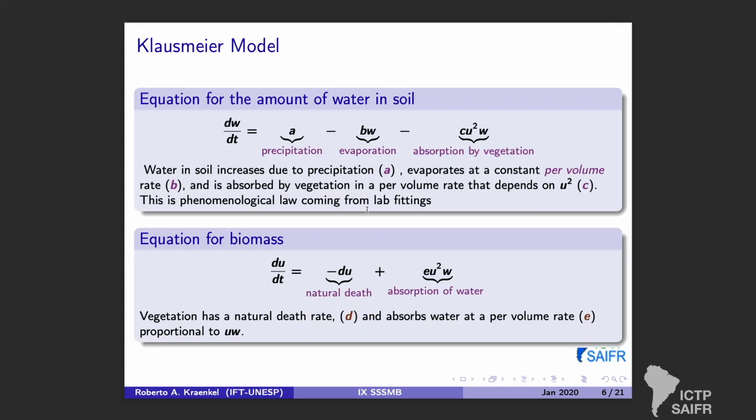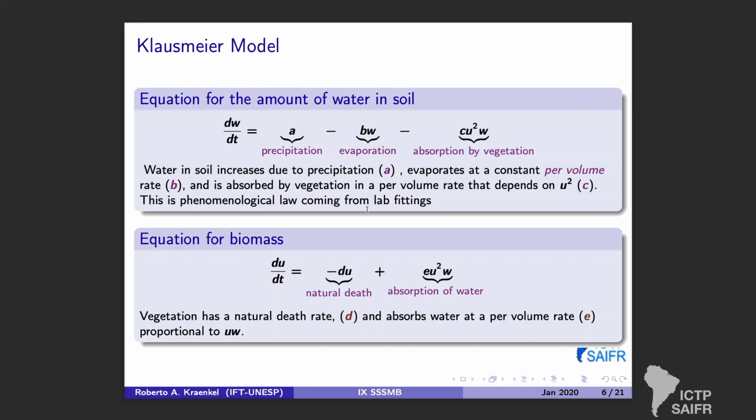Very simple. The only thing that we have is rainfall, biomass consumes water and generates new biomass. That's it. Okay? And the different thing that happens here is that we have this cubic term, U squared W. That is an important mathematical difference from the models that we have seen before.